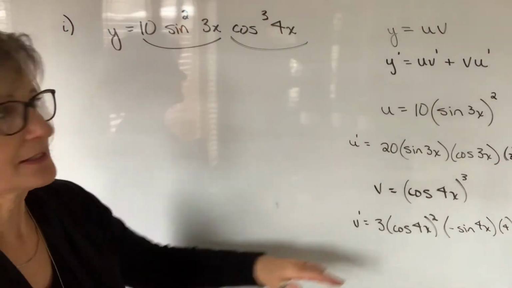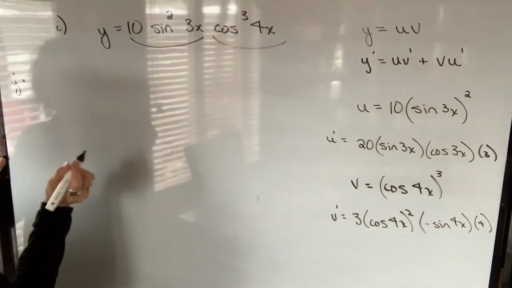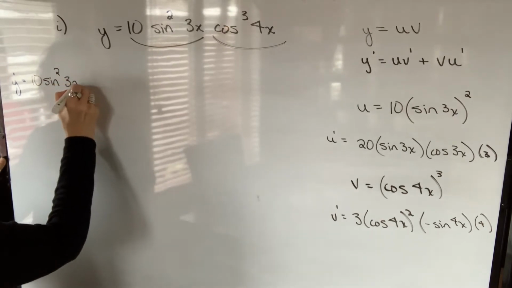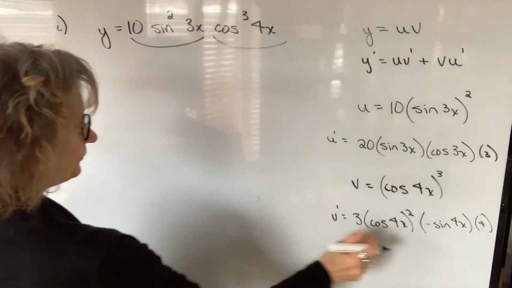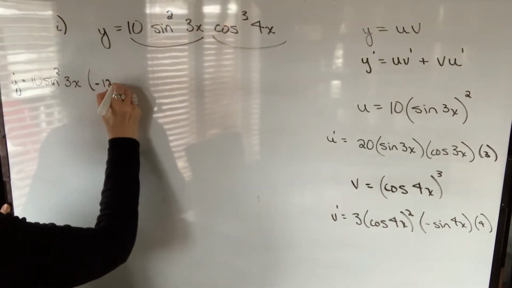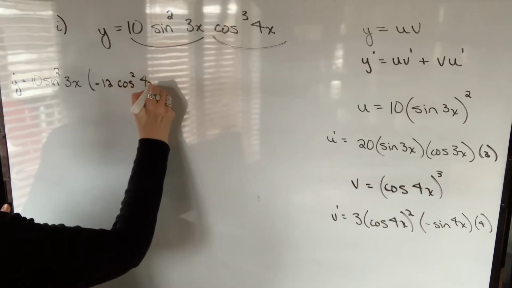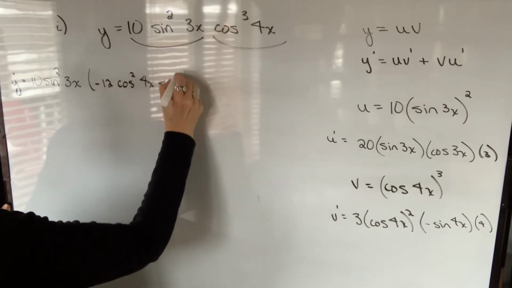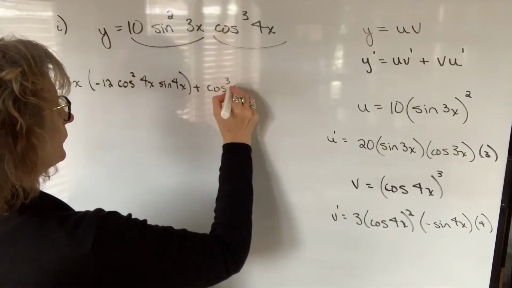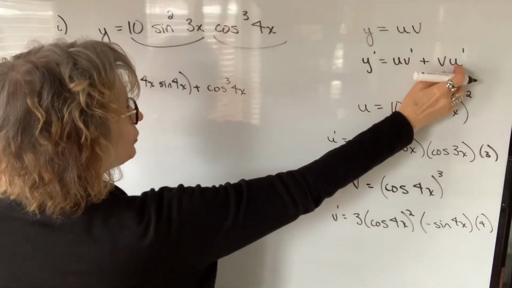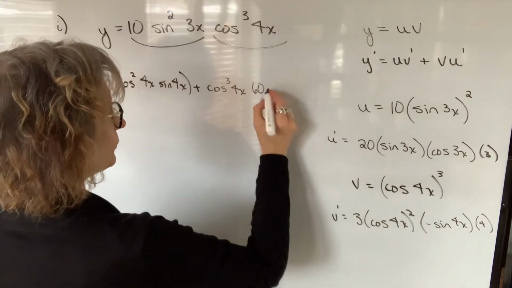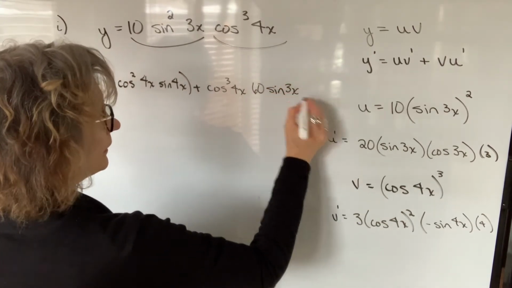Now that we've got these, I can plug into my product rule. The derivative will be equal to u times v prime. 3 times negative 1 times 4 is negative 12. Cos squared of 4x, sine of 4x. Plus v, which is cos cubed of 4x, times u prime, which would be 20 times 3 is 60, sine of 3x, cos of 3x.